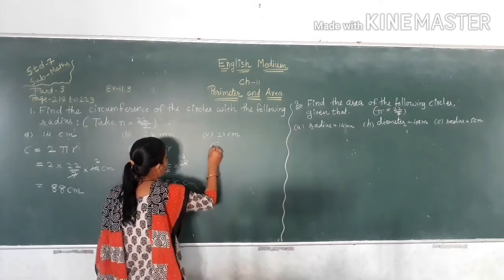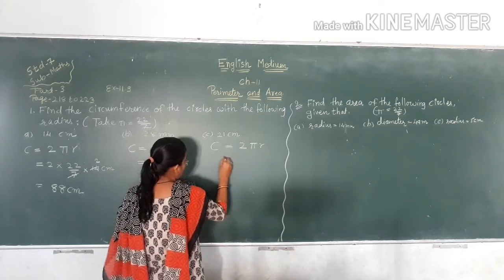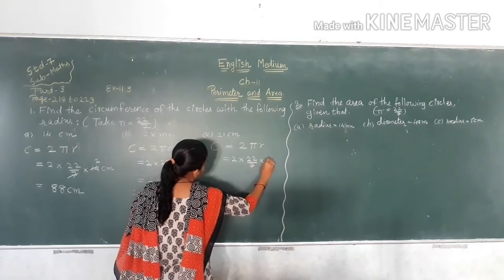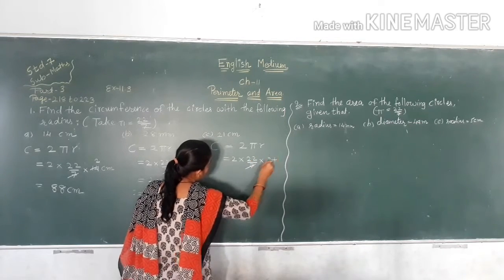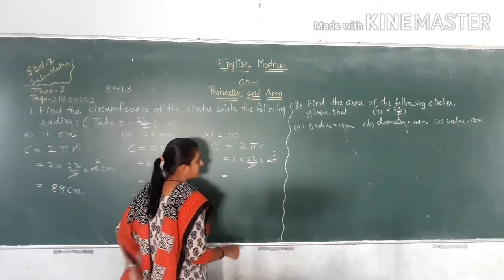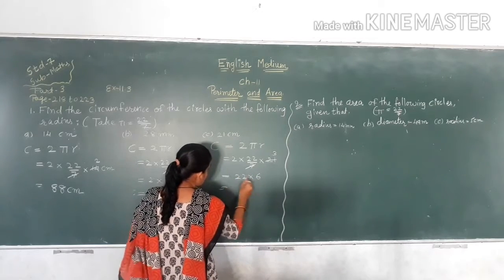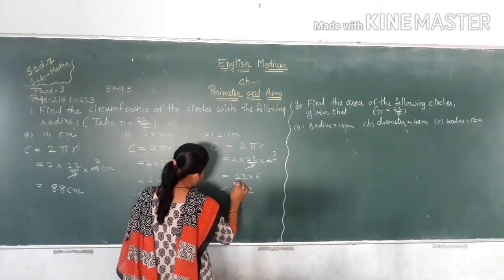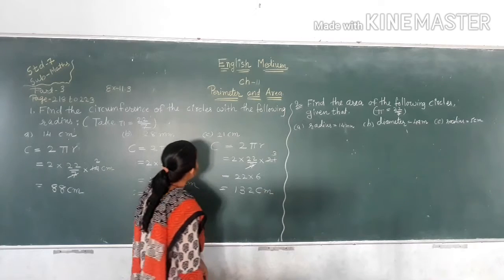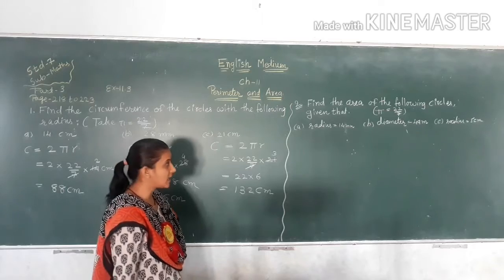Same as before, circumference of a circle is equal to 2 pi R. 2, pi's value is 22 out of 7, and R's value here is 21 centimeter. 7 threes are 21. 2 threes are 6. Here 22 multiplied by 6: 6 twos are 12, carry forward 1; 6 twos are 12 plus 1 is 13. 132 centimeter. So the circumference of the circle is 132 centimeter.